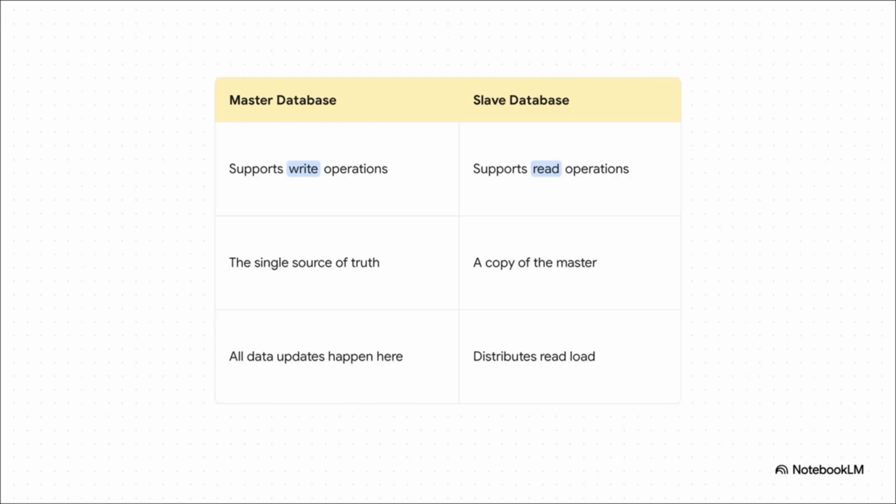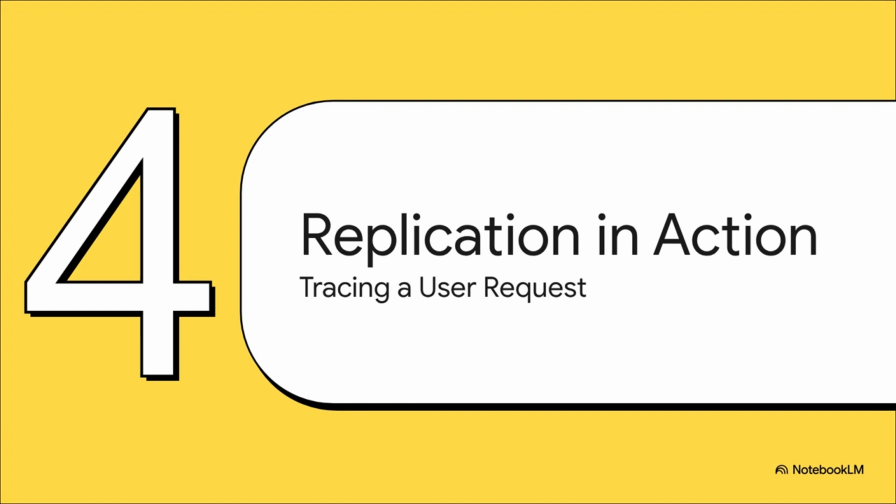And this table just lays it out perfectly. It's all about separating the jobs. All the tough stuff, the writes, the updates, the deletes, that all happens on the master. But all the reading gets spread out across the slaves. And this is a huge win, because for most apps, you're doing way more reading than writing. I mean, think about it. You probably scroll through 100 social media posts for every one you actually create, right? So by offloading all that reading, we can scale up our read power just by adding more copies. It's brilliant.